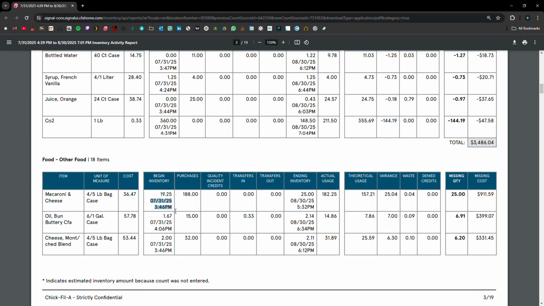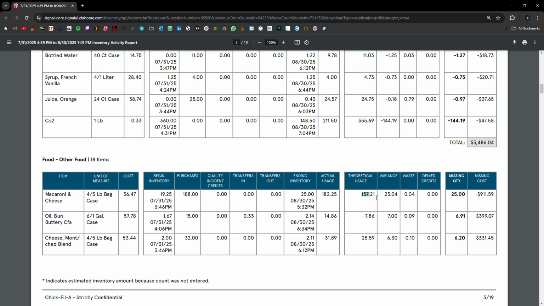We started at the end of month count in July, and then we ended in the end of month count in August. That was the whole month of August. We purchased 188 cases. There were no transfers in, no transfers out. Our usage, which is what we counted at the end, was 182. So there's a difference between what we purchased and what we actually used. So that was our actual usage.